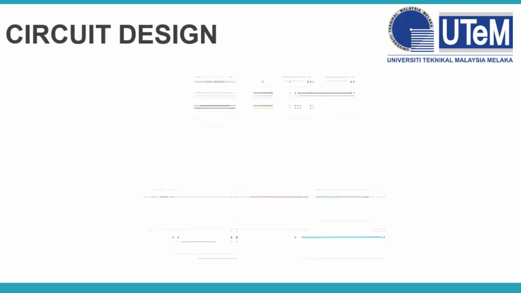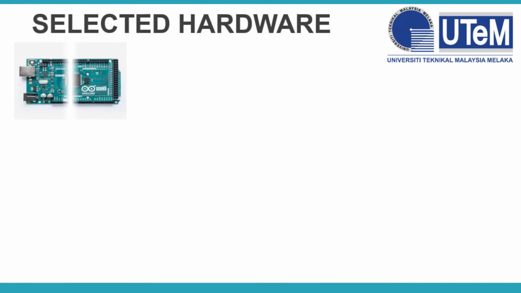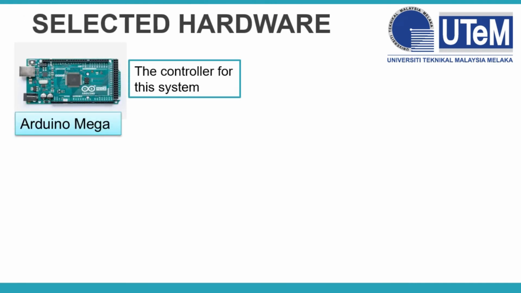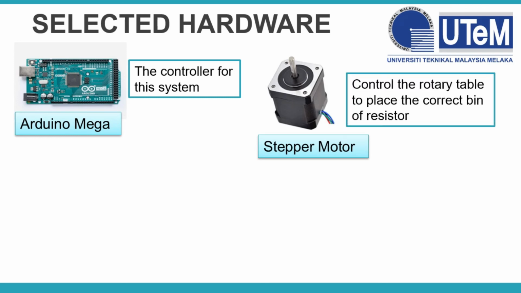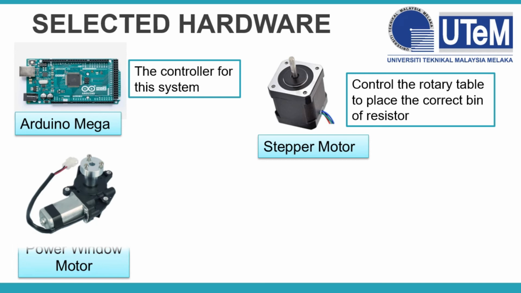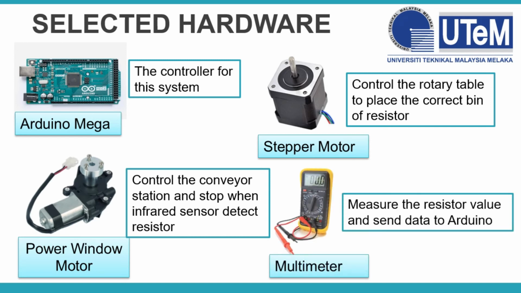This is the circuit design of my sorting system. For the selected hardware, I chose the Arduino Mega. This is the controller for this system. And then the stepper motor, to control the rotary table to place the correct bin for the resistor. A power window motor controls the conveyor station and stops when the infrared sensor detects a resistor. A multimeter measures the resistor value and sends data to the Arduino.